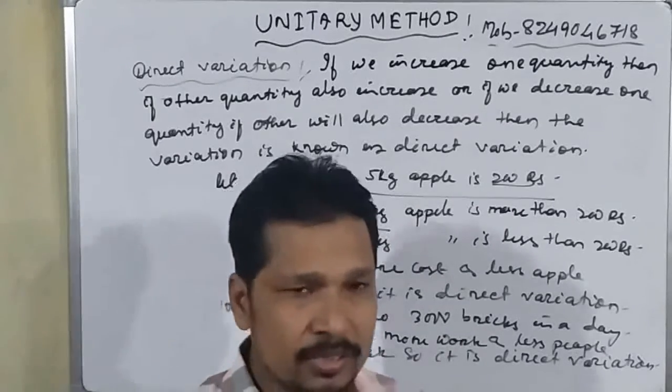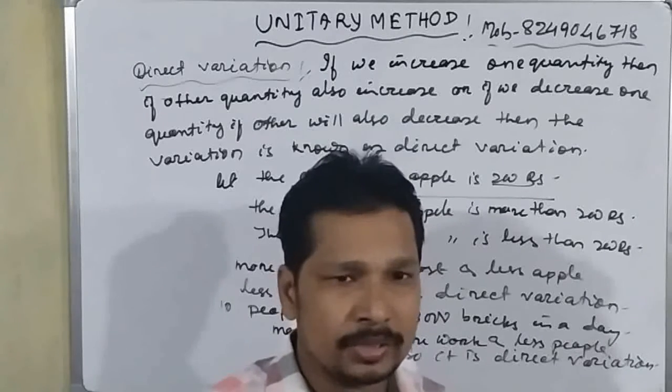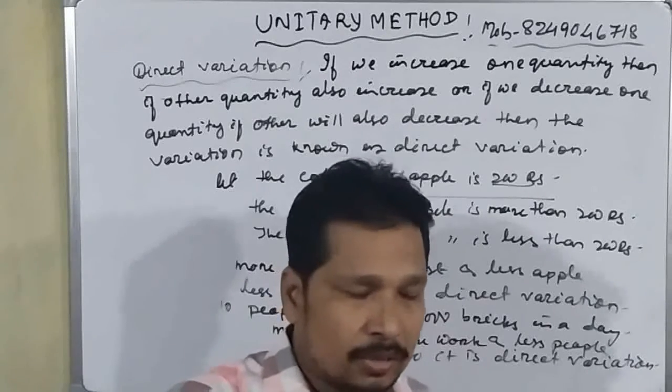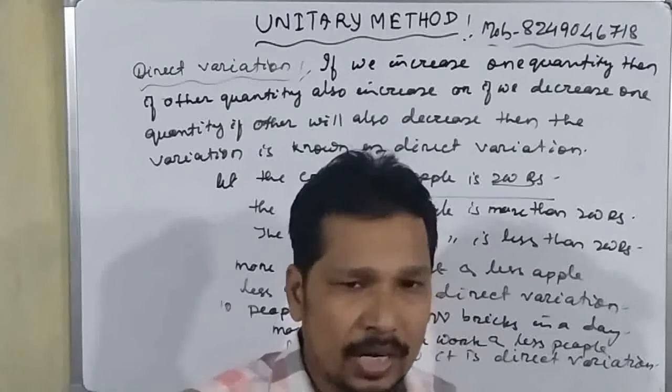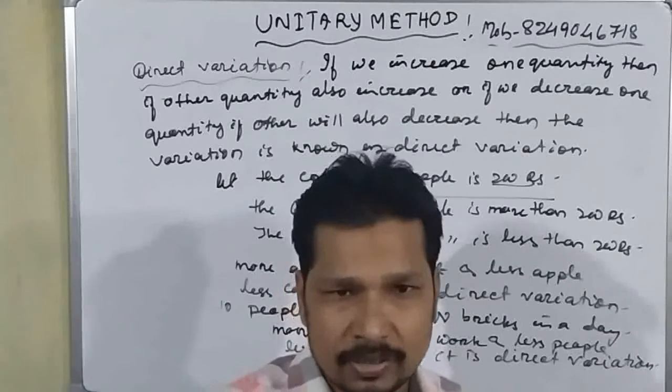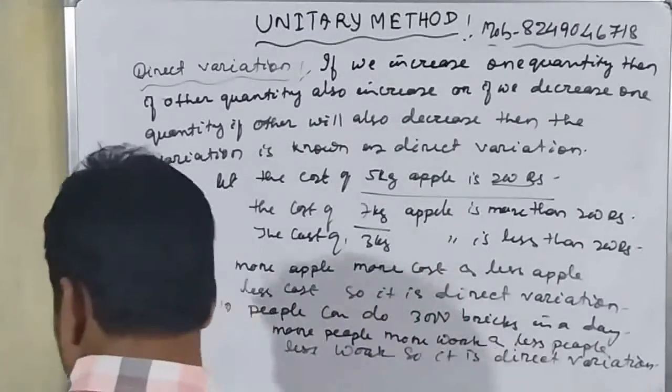So direct variation is: if we increase one quantity, then the other quantity will increase. And if we decrease one quantity, then it causes the decrease of the other. It is known as direct variations. Okay student, now you will read about the indirect variations and their examples.